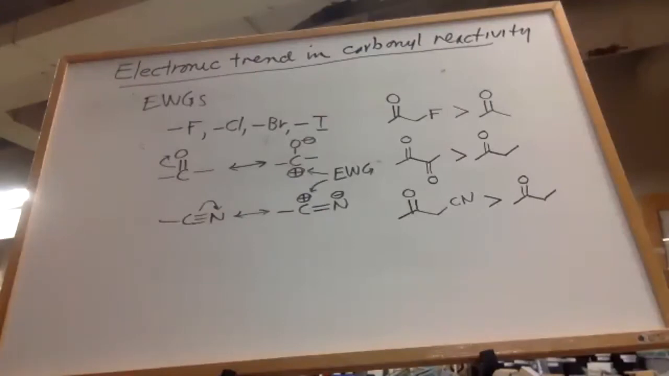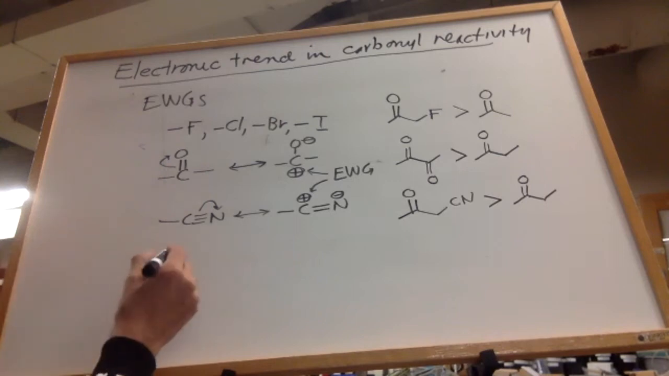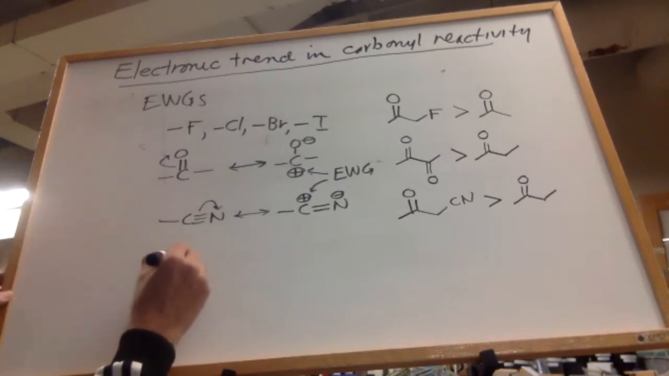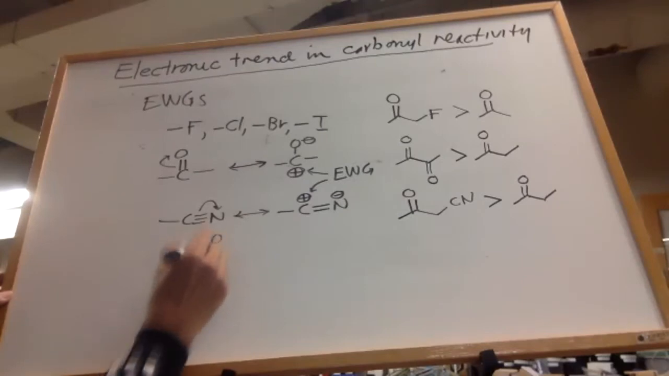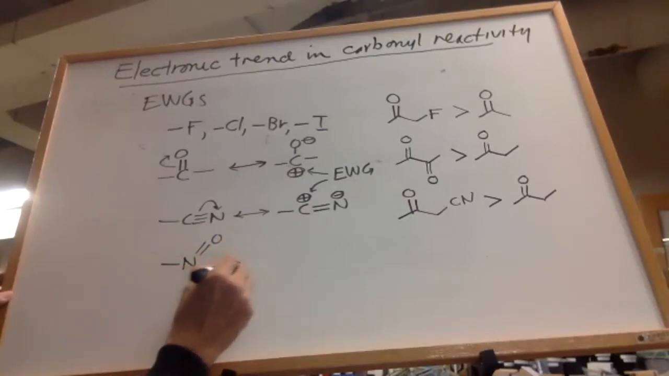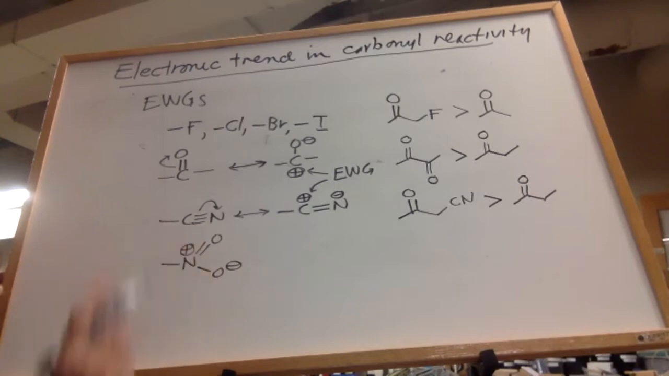Okay, so there are lots of electron withdrawing groups in organic chemistry. So these are some important ones, but there are more. Let's keep going and look at some other electron withdrawing groups. The nitro group is electron withdrawing. Sure it is, because look at that nitrogen atom with that positive charge on it. Positive charge is electron withdrawing.